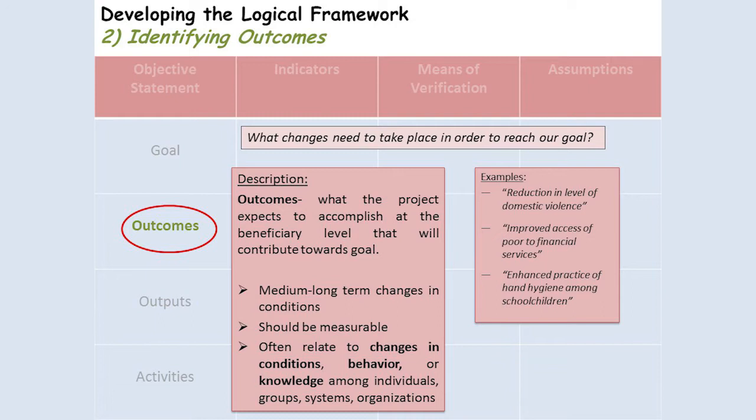Unlike the goals, which don't necessarily need to be measured, outcomes do need to be measurable. And the outcomes often relate to changes in conditions, behavior, or knowledge among individuals, groups, systems, or organizations. So some example outcome statements might be reduction in the level of domestic violence, improved access of poor to financial services, enhanced practice of hand hygiene among school children.